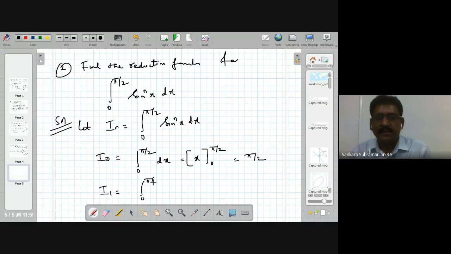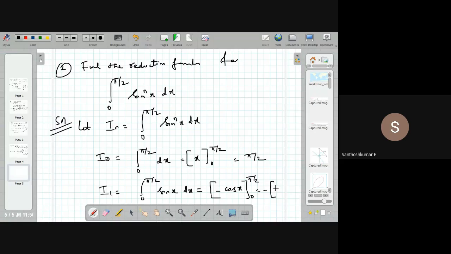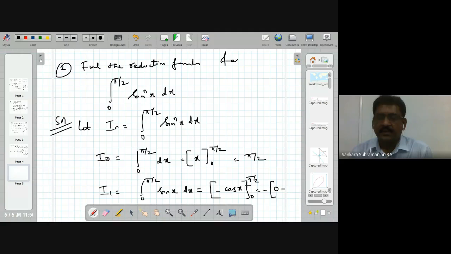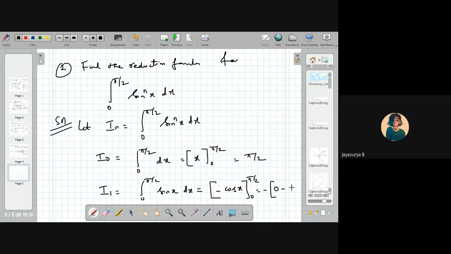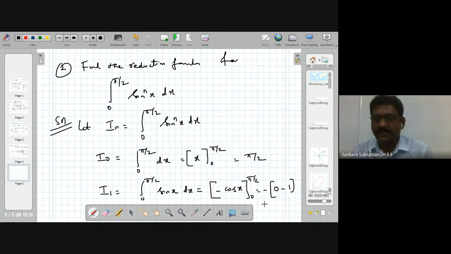I_1 equal to integral 0 to pi by 2 sin power 1 x dx, which is sin x dx. Integration of sin x is minus cos x, taken over limit 0 to pi by 2. So what is cos pi by 2? 0. Cos 90 is 0. Minus cos 0, which is 1. So what is the answer?